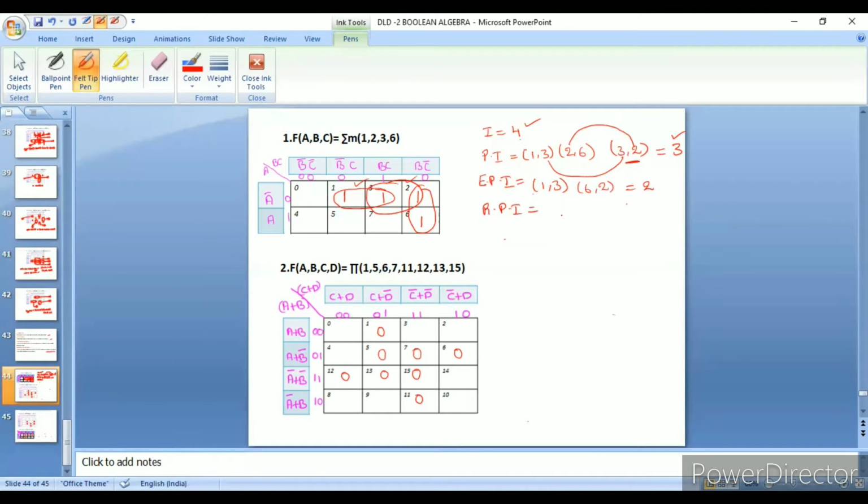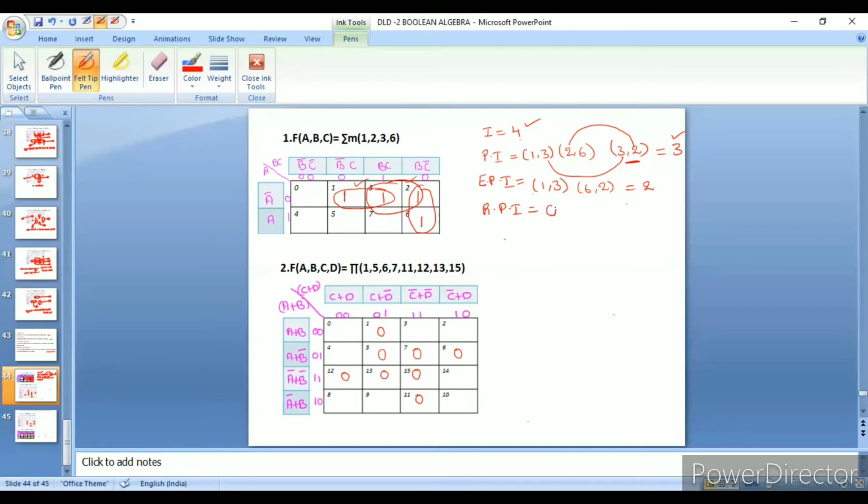So when we say redundant prime implicant, it means that in that redundant prime implicant, all the minterms are covered by essential prime implicants. For example, this 6 and 2. If there is any possibility, for example, if 6 and 1 formed a pair, we could say that is a redundant prime implicant. But anyway, it is not possible.